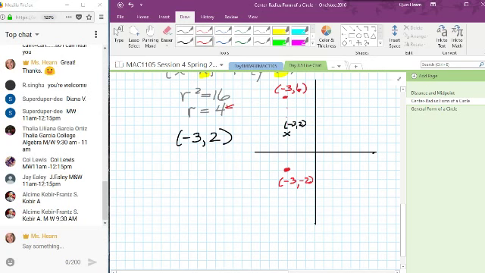Okay, to go down, you subtract 4 from the y coordinate, so that's going to be negative 3, negative 2. To go to the left, you're going to subtract 4 from the x coordinate. That's going to be negative 3, negative 7. I'm sorry, negative 7, 2. Subtracting 4 from negative 3 gives you negative 7. The y coordinate stays the same.